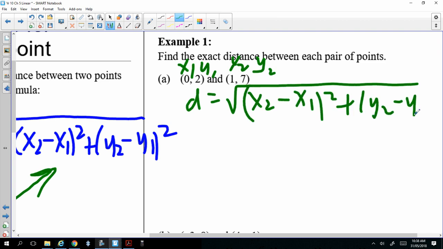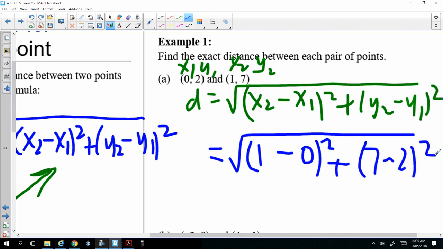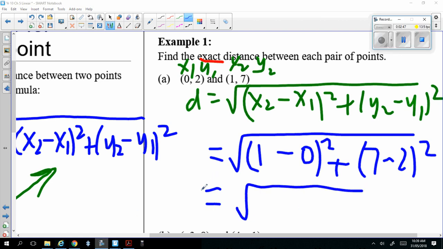Alright, write down the formula first. After you write down the formula, just substitute. So x2 is 1 minus 0 squared. That's the difference of the x. And then difference of the y, 7 minus 2 squared. And be careful, the question says find the exact distance, which means that your answer has to be in surd form. So you do that on a calculator, which is this thing here.